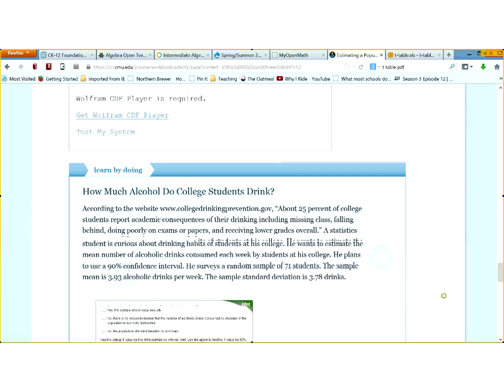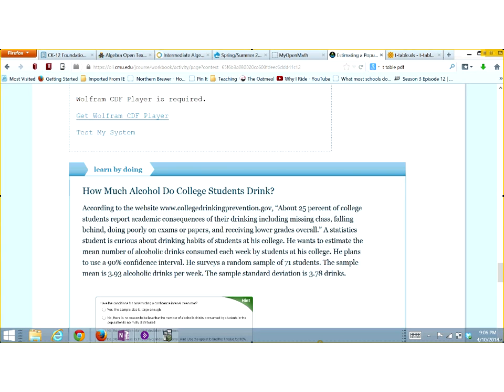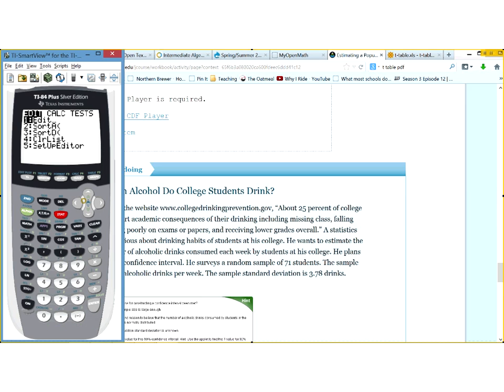Here's another example. We'll do this one on the calculator. Now we have a sample size of 71, and we have a mean number of alcoholic drinks of 3.93 per week, and a standard deviation of 3.78. This is pretty clearly non-normal, because just one standard deviation below the mean, you run into 0, and you can't have negative numbers of alcoholic drinks per week. So I know that this is not going to be a normal distribution, but I go to my calculator and I say stat, and I go over to tests, and I can just hit 8 if I remember that that's a t interval.